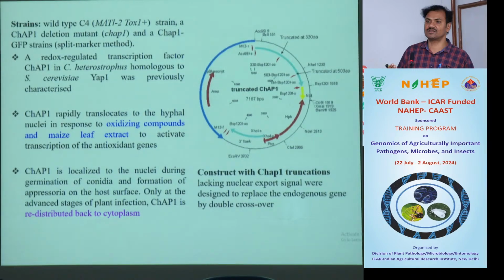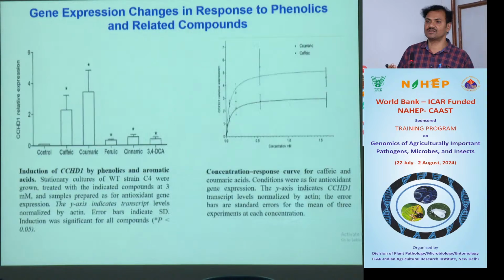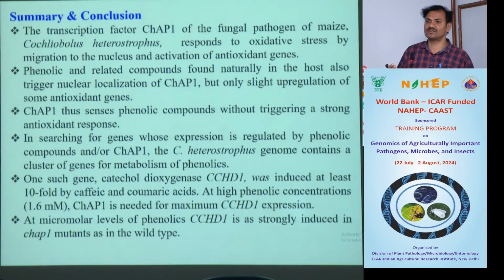So at the end of the day, after this work, this is the summary: the pathogen recognizes the host signals by two signal transduction pathways, one for oxidative stress and the other for the phenolics, in a different way.